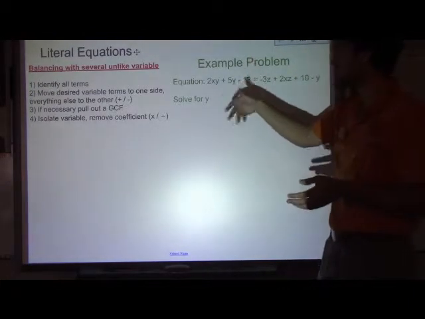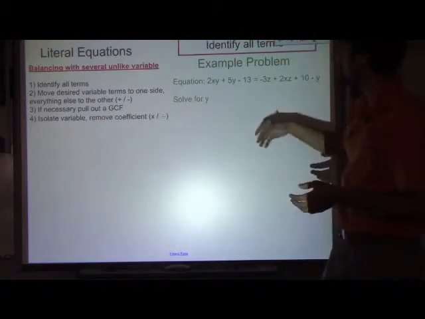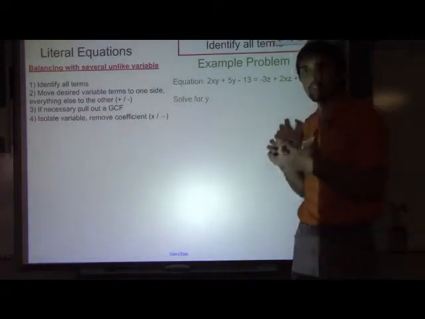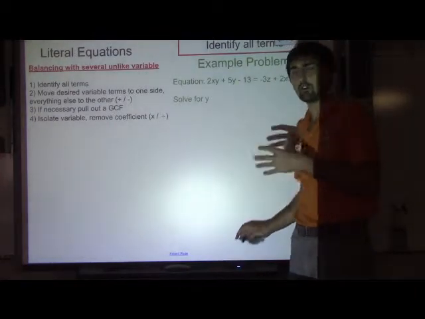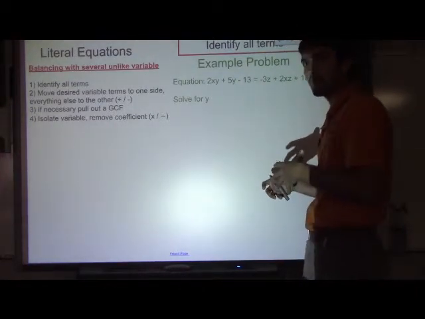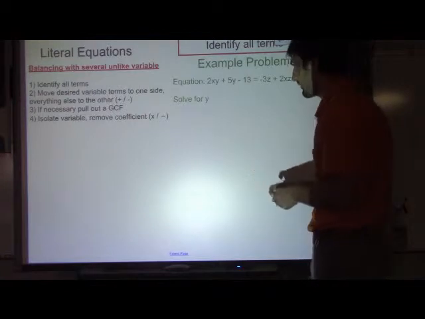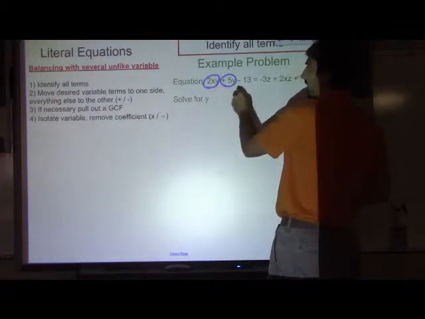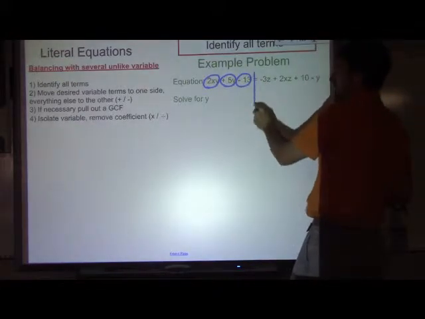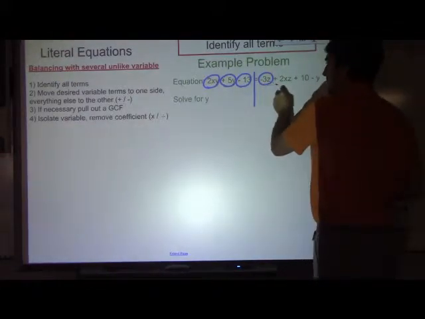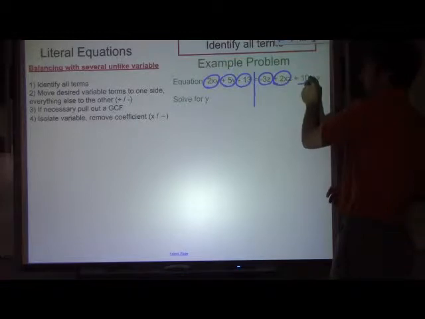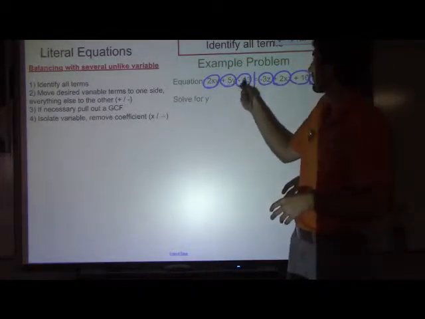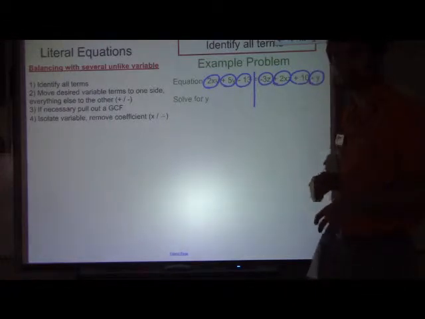So again, the first thing you would do is to identify all the terms that are in the problem. A term is separated by addition or subtraction. Don't look at these as adding, subtracting. Look at it as positives and negatives. So in this case, we've got positive 2xy, positive 5y, negative 13, there's our balance line, negative 3z, positive 2xz, positive 10, and negative y. So we have 1, 2, 3, 4, 5, 6, 7 terms.